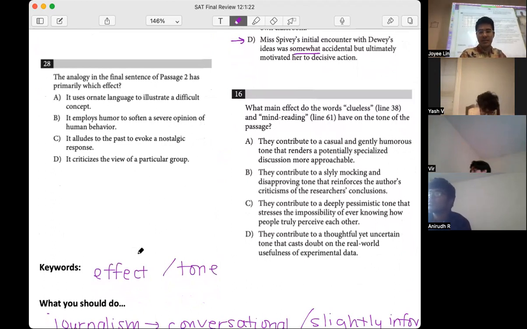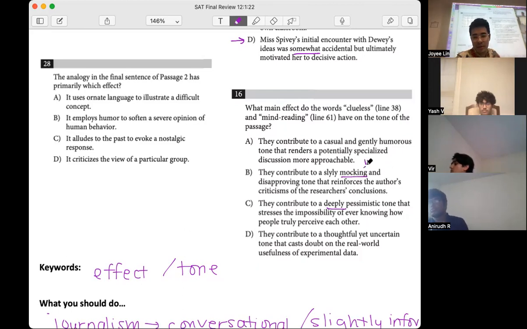Yeah, right. Slightly casual, slightly humorous, maybe. Not C, not deeply pessimistic, not mocking, right? Mocking is, you don't want to be the journalist who mocks everybody. And then D, right? Thoughtful yet uncertain, that totally works, right? Clueless, mind reading, that they front loaded this answer. Remember, on the wrong answer choices, they're going to front load the answer. Oh, I see, that makes sense.